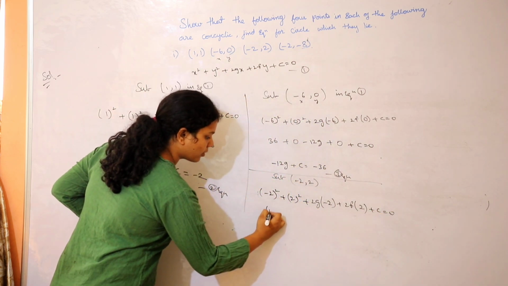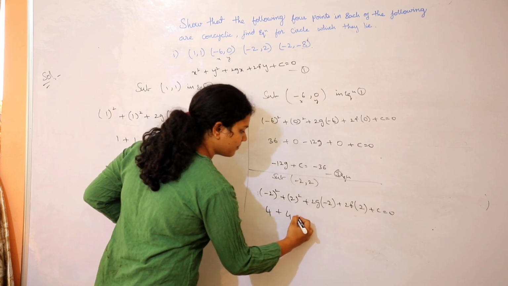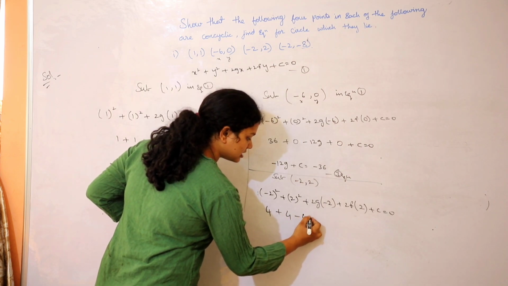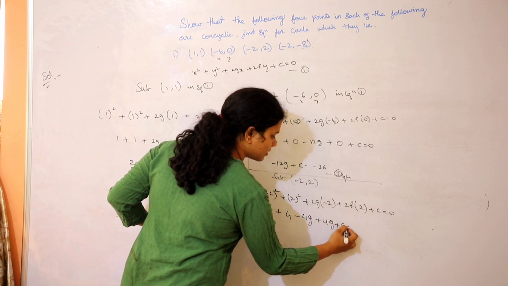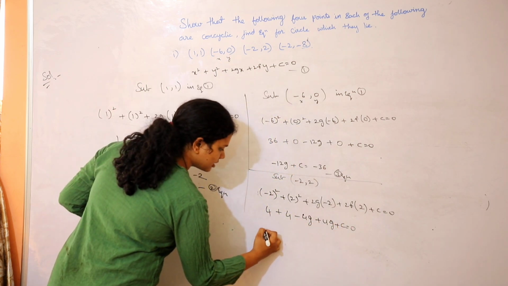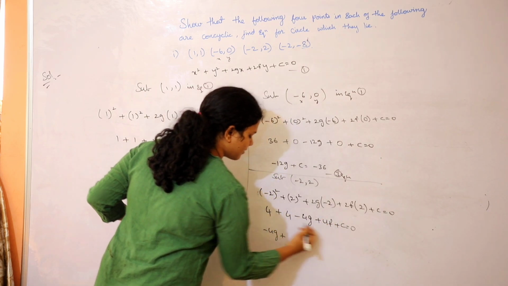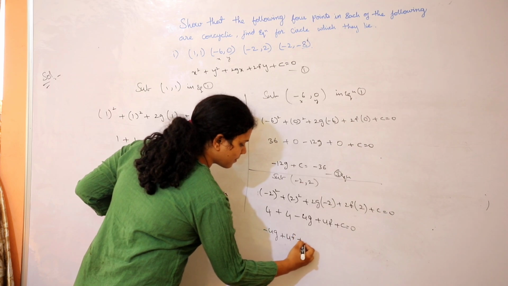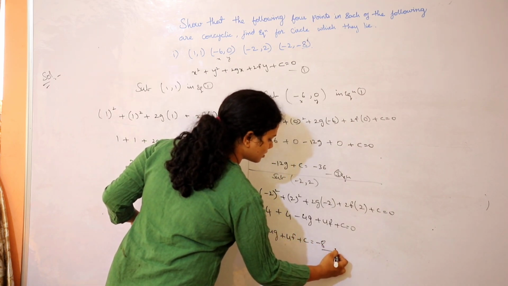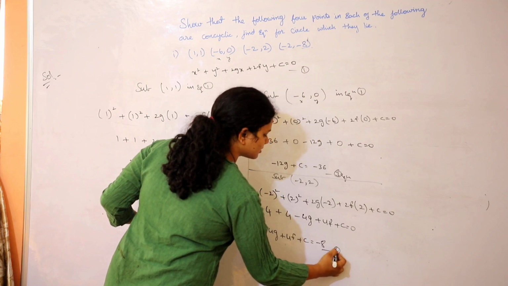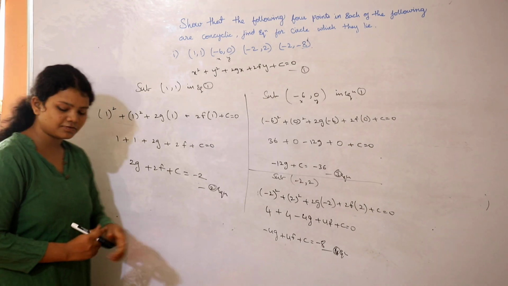This becomes 4, right? Minus 2 into minus 2 plus 4. Again 2 square, again 4, minus 4g, plus 4f plus c equal to 0. So this is nothing but minus 4g plus 4f plus c equal to minus 4 minus 4, how much? It's 8. So let me write down minus 8 over here, so that this will be the fourth equation. So we got second equation, third equation, fourth equation.